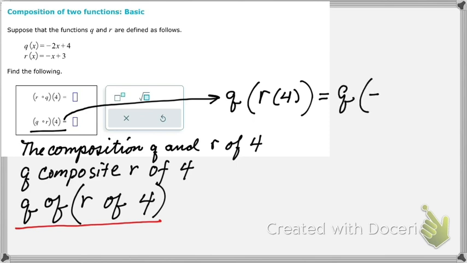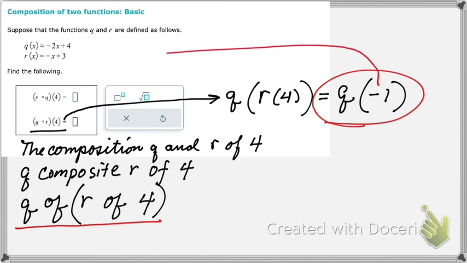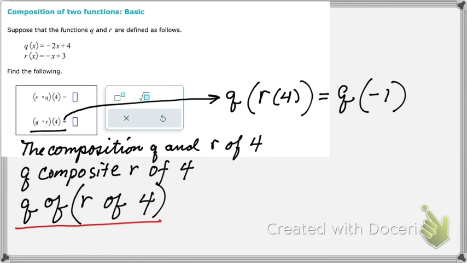So I've got Q of -1. Again, I'm looking at something that I've done tens of times before. Personally, I've done it hundreds of times, if not 1,000 times. Hopefully you're familiar enough with this that you say Q of -1 means plug in a -1 for this x. So I have -2 times -1 plus 4, and -2 times -1 is 2, plus 4 is 6.